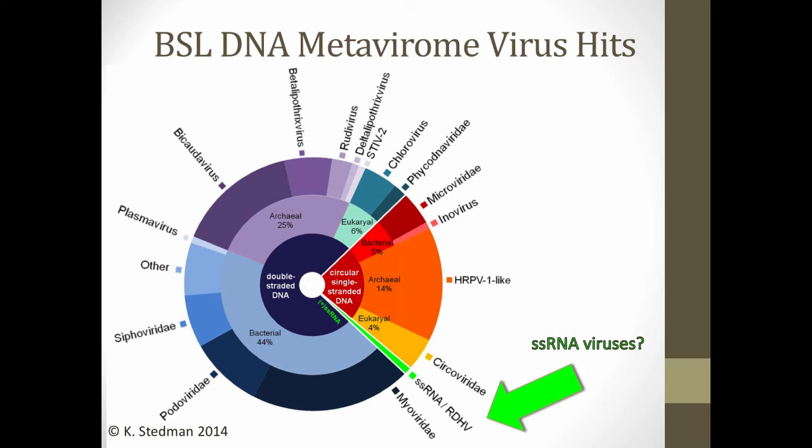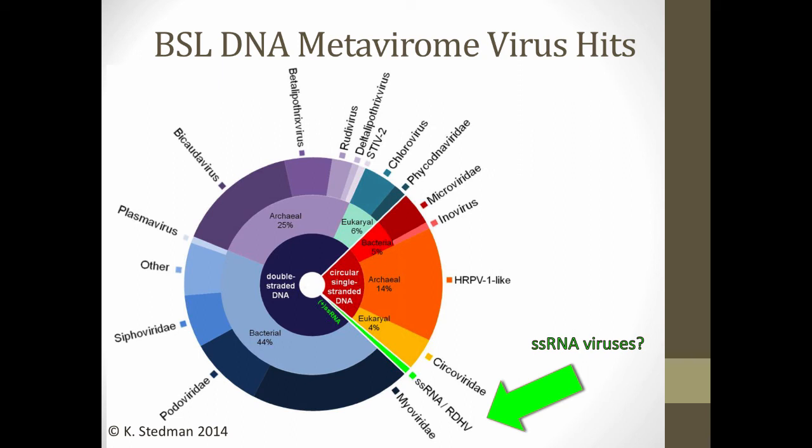So one of Dr. Stedman's former students, Jeff Deemer, sequenced all the viral DNA in Boiling Springs Lake, and then he assembled viral genomes, and he came up with this graphical representation of what's going on in this lake for our DNA viruses. So we have a lot of double-stranded DNA viruses that infect archaea, bacteria, eukarya. That's all expected. We have some single-stranded circular viruses that infect bacteria, archaea, eukarya.